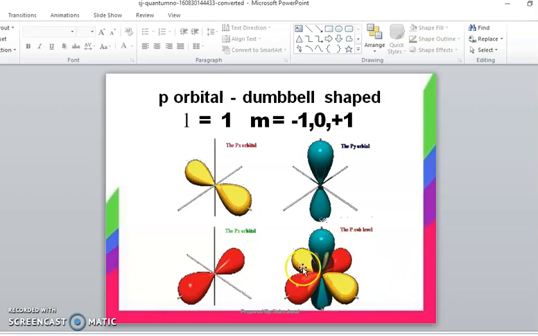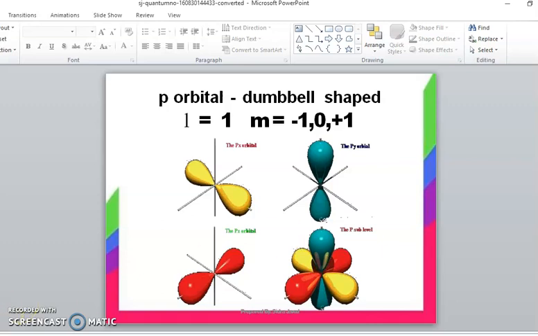So there are three orbitals. They are actually degenerate, which means the same energy. And if you apply a magnetic field, these three degenerate orbitals will split and orient in space in different directions. One will orient along the y-axis, called Py, along the x, Px, and along the z, Pz. That is what the magnetic quantum number says.